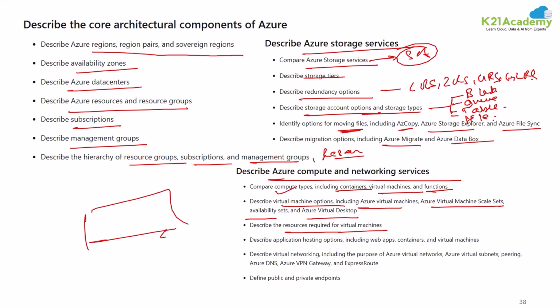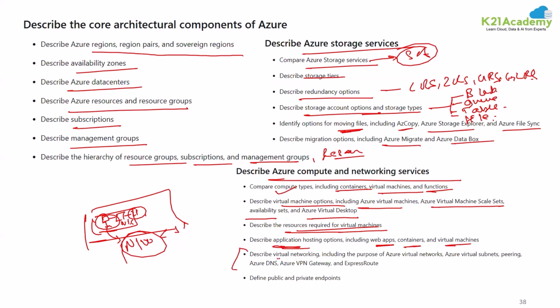We also understood the resources that are required for a virtual machine to be created. We need to have a network in place, then a subnet in place, and only then will we be able to deploy our VM. Once we deploy our VM, a network interface card, NIC, will get created, and an IP address will be attached. So when we're creating a compute, we need to have network infrastructure created before we deploy a compute resource. That was the resources required for virtual machines. We also understood how we can host our applications by using web apps, containers, and virtual machines.